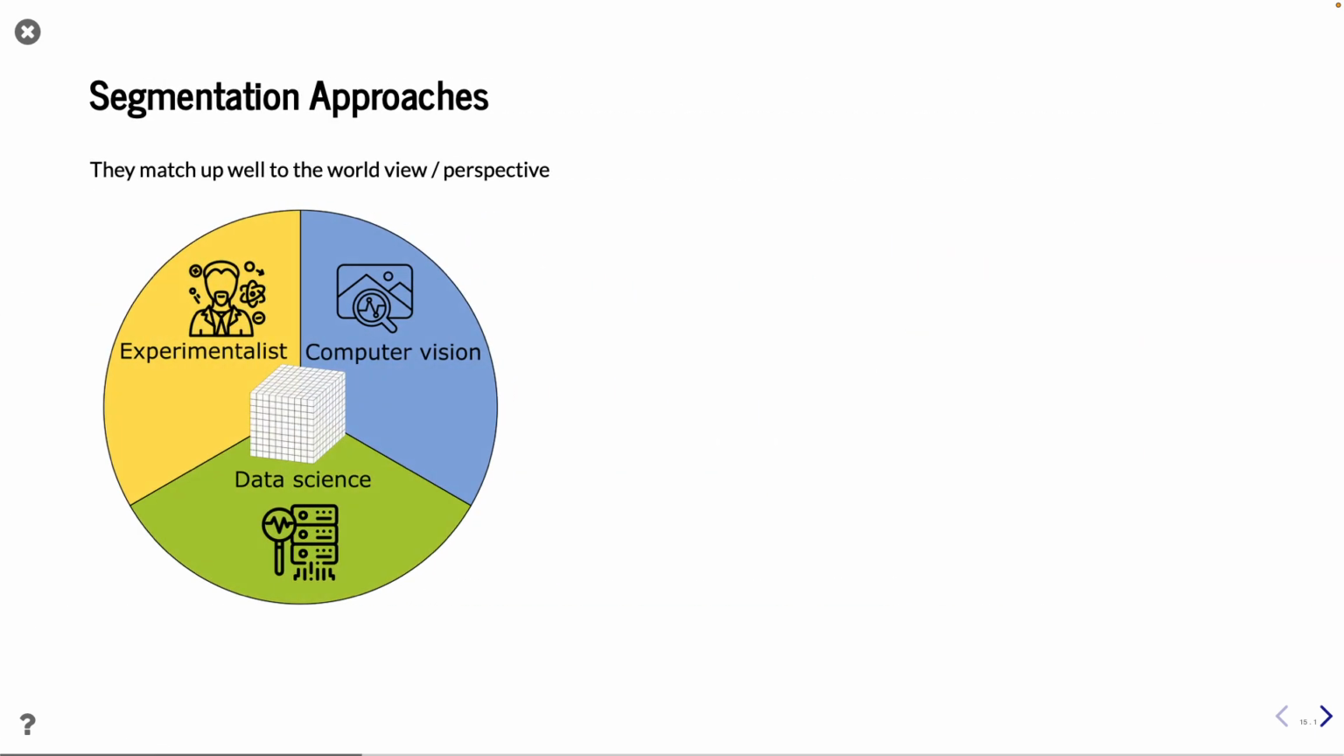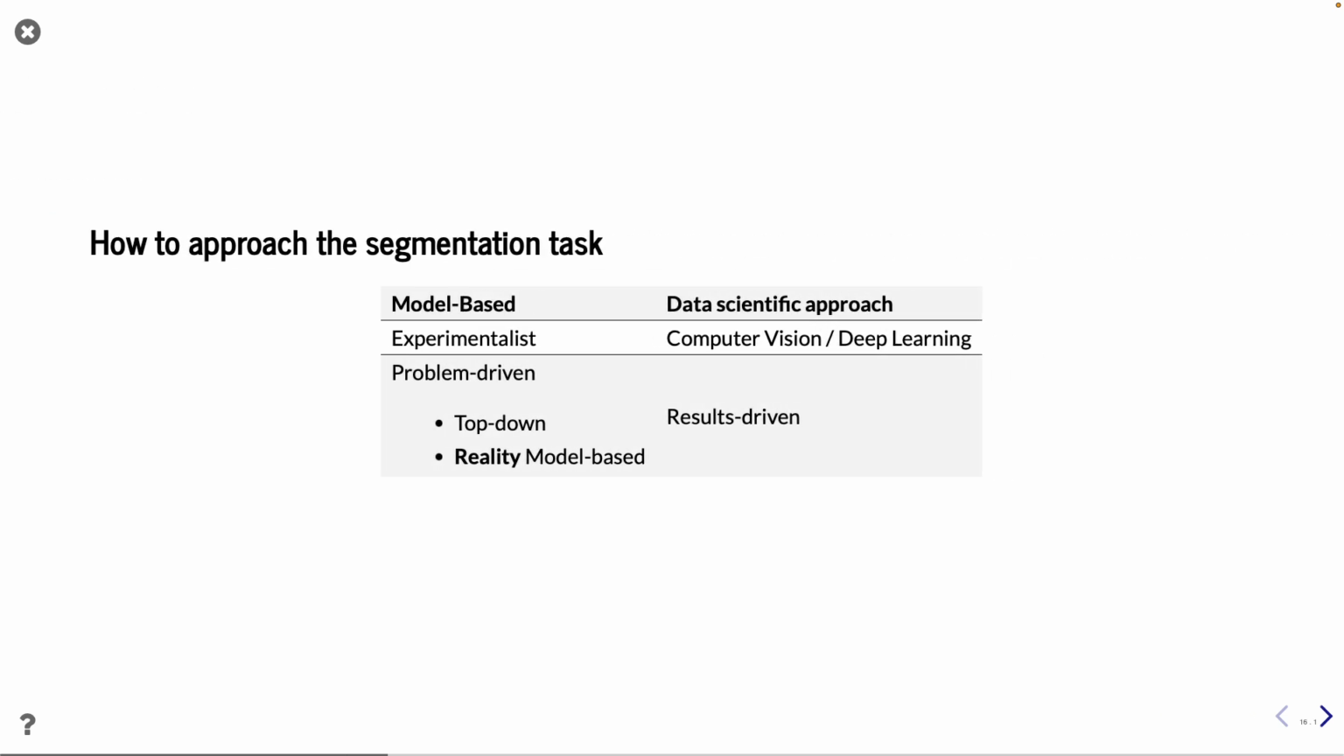How you actually approach it depends on your background. Some people like algorithms, some people like an actual real world problem, and some people like data. So those are the different approaches you can take to approach the problem.